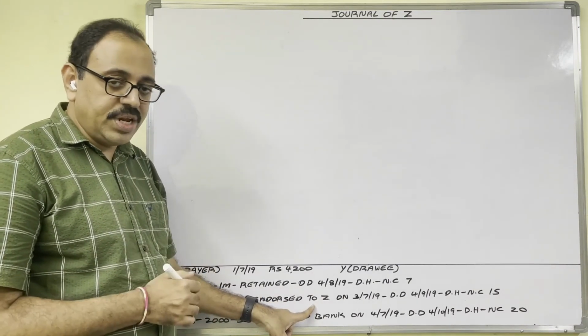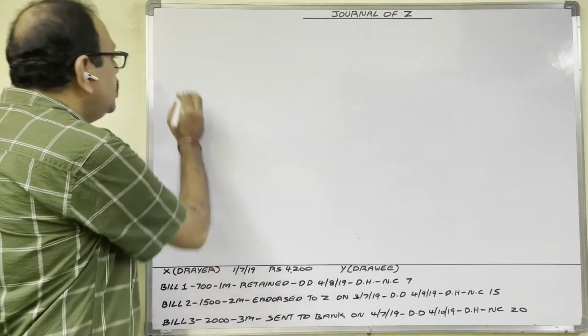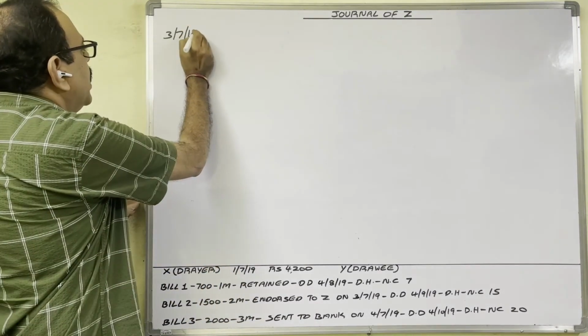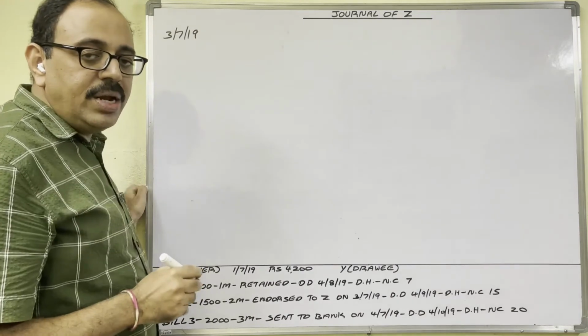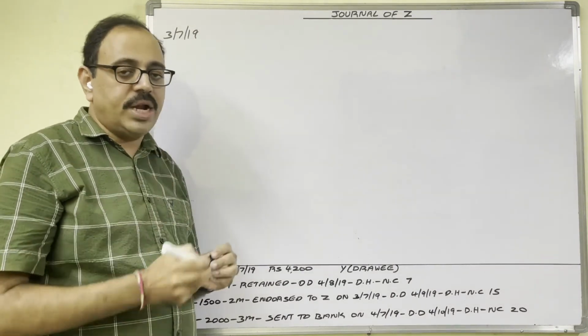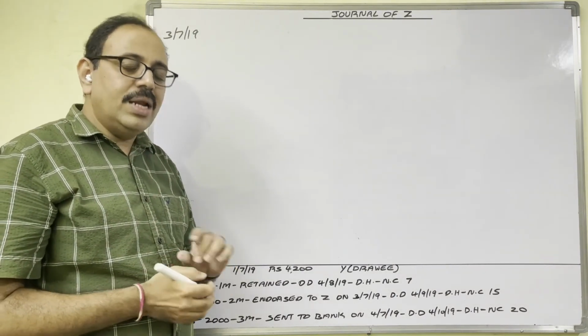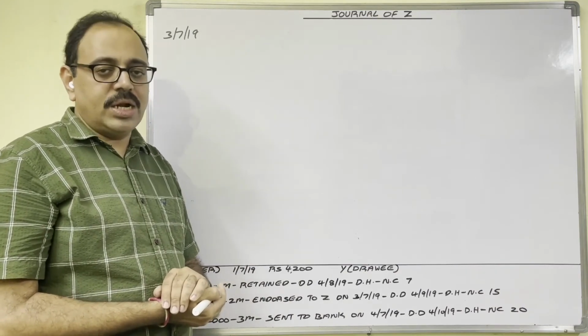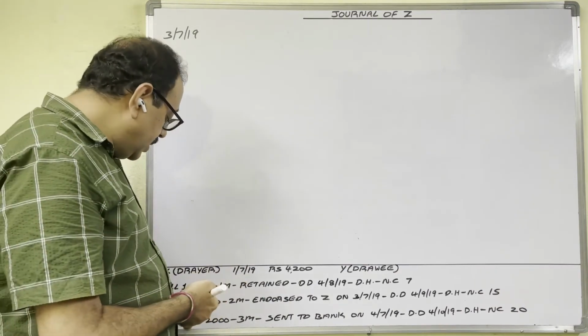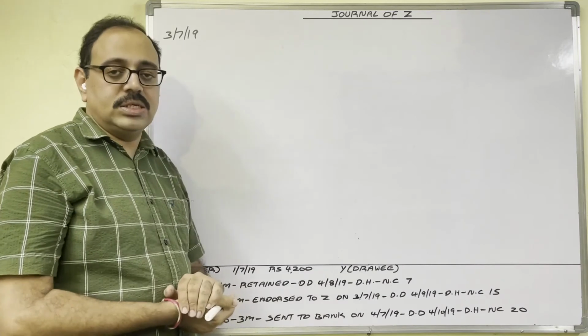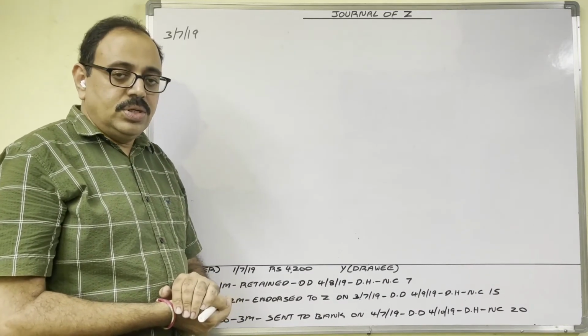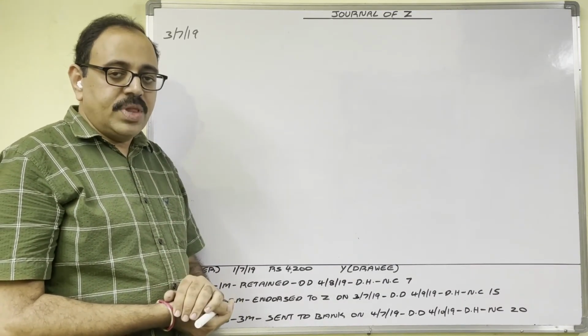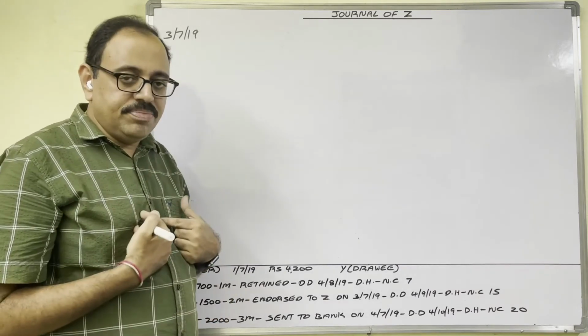He has to write the entry. On 3rd July 2019, for endorsement in endorsee's books, now we have to write the entry. To understand this, first we should understand why X is giving this bill to us, to Z. So think from Z's point of view. X is liable to him.